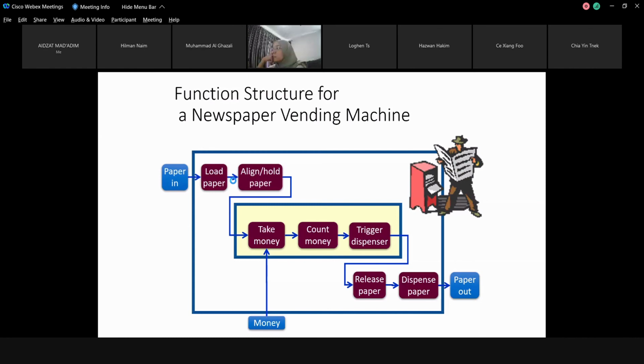Tadi suara doktor tak dengar. Dia lagging.